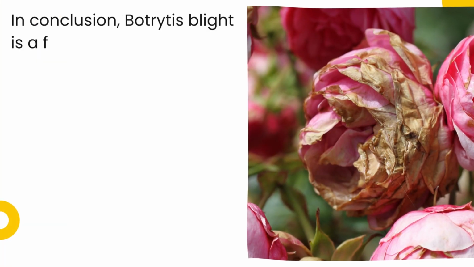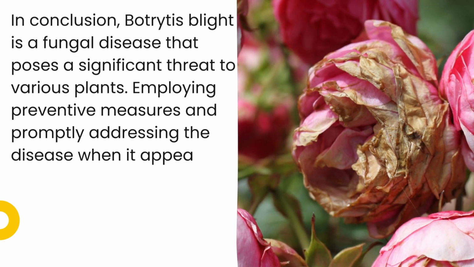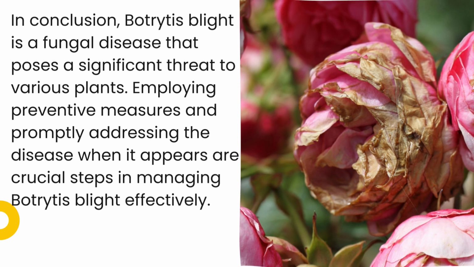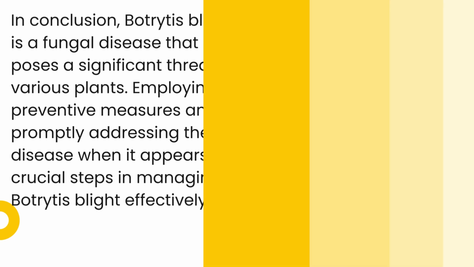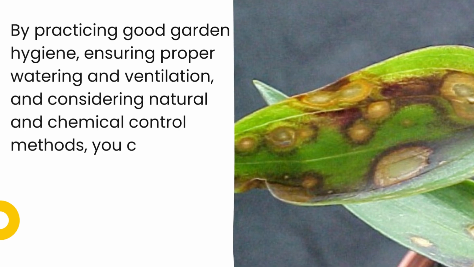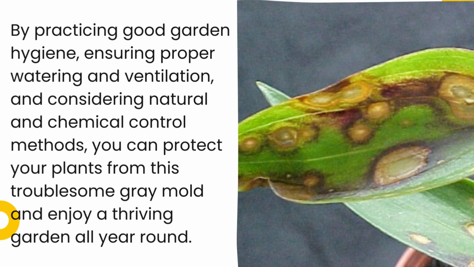In conclusion, Botrytis blight is a fungal disease that poses a significant threat to various plants. Employing preventive measures and promptly addressing the disease when it appears are crucial steps in managing Botrytis blight effectively. By practicing good garden hygiene, ensuring proper watering and ventilation, and considering natural and chemical control methods, you can protect your plants from this troublesome gray mold and enjoy a thriving garden all year round.